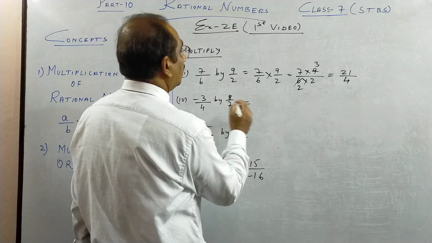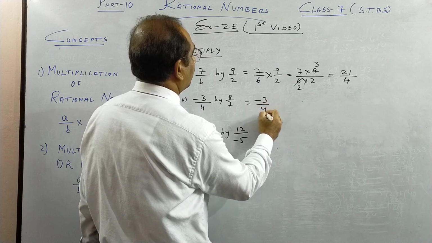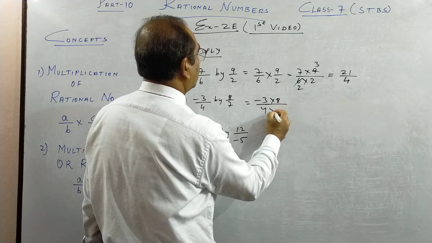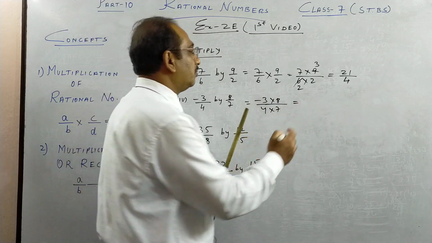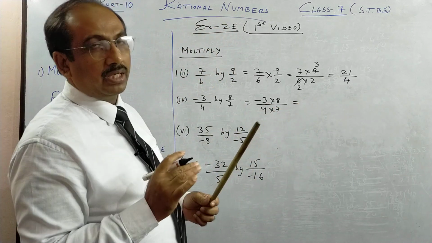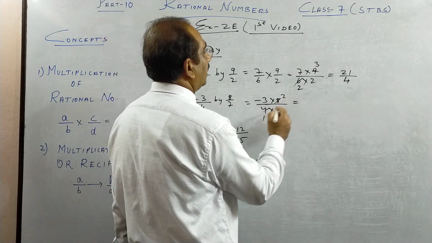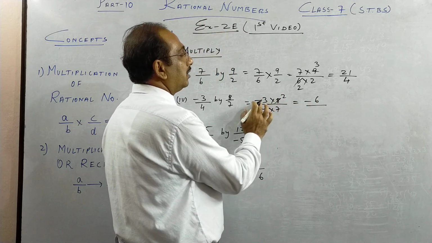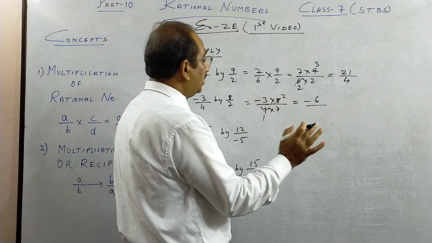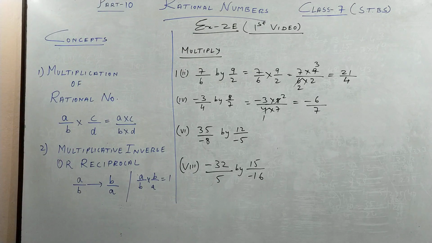Same thing here. If there is a minus sign, what happens? Minus 3 by 4, numerator with numerator and denominator with denominator. If you know, plus minus is minus. Again, before I multiply, let us see if something will cancel. Yes, 4 1's are 4, 4 2's are 8. So we get minus 6. Once more, 4 1's are 4, 4 2's are 8. 3 into 2 is 6, minus remains as it is, and 7. So the second answer is minus 6 by 7.